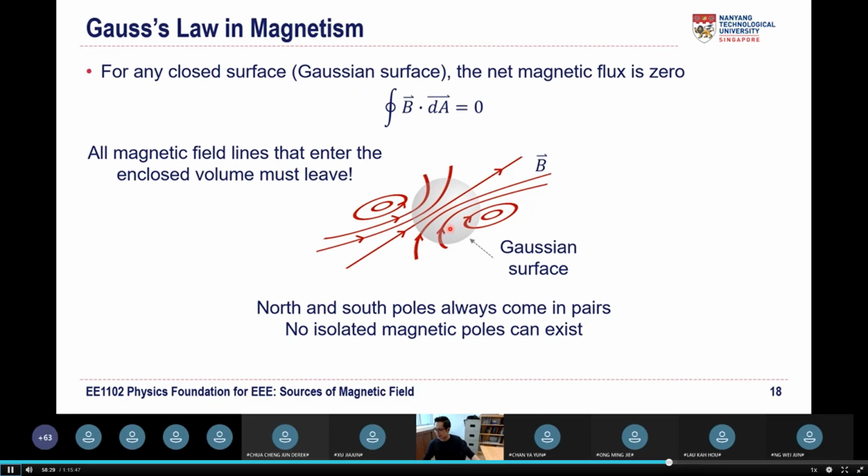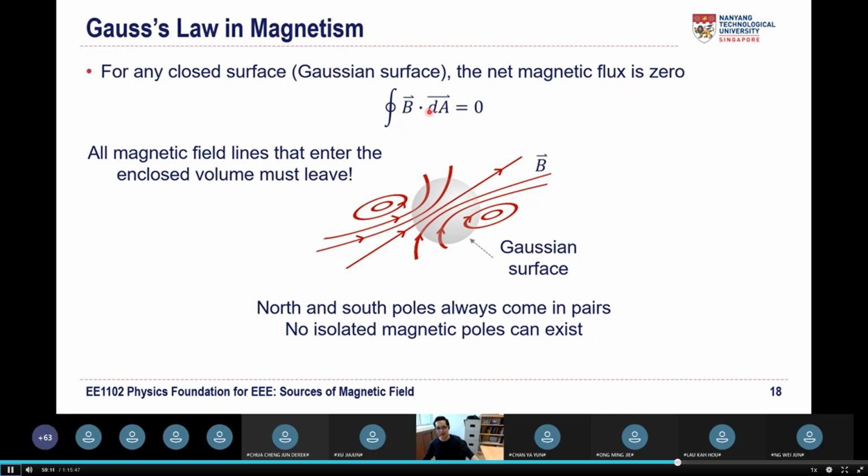So even if you have any magnets here, because it will have both south and north, the total net flux through the Gaussian surface is always going to give you 0. In this case, what this tells us is that all lines that go into the Gaussian surface must come out somehow at one point. So the total number of magnetic field lines going into this Gaussian surface is going to equal the total number of lines coming out of the Gaussian surface.